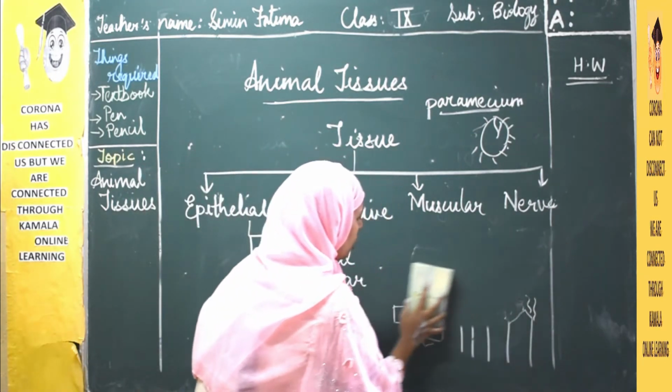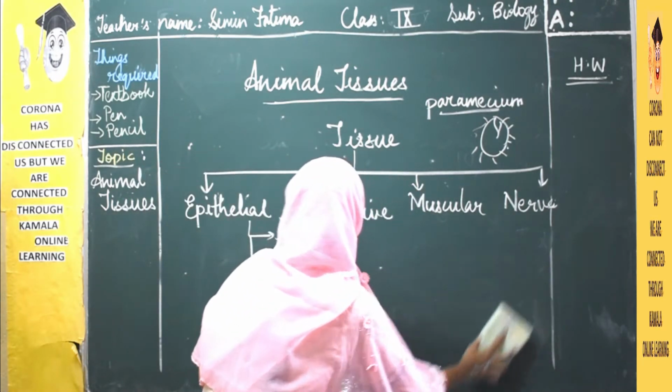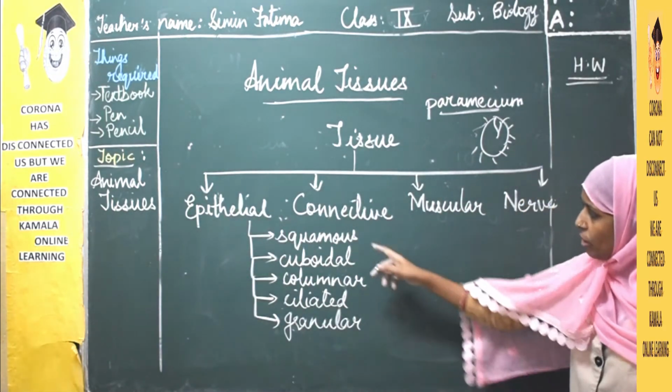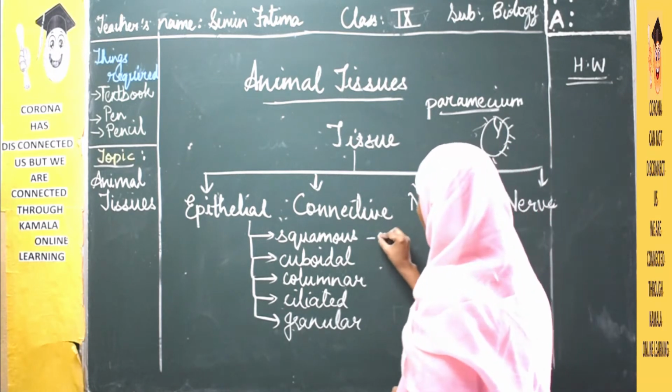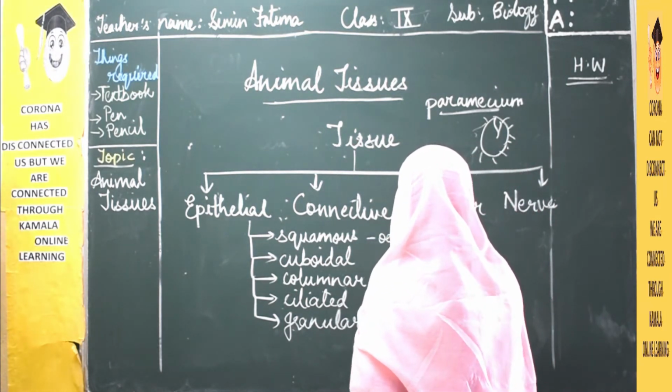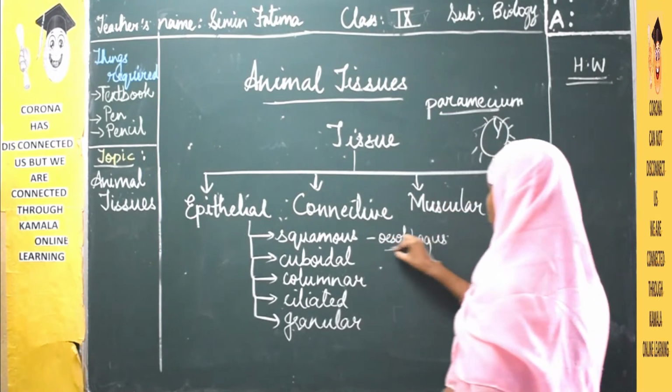Now when we talk about the location, where are these specific types of tissue found? First one is squamous. It is found in the esophagus. Now, what is the esophagus? Do you know what is esophagus?